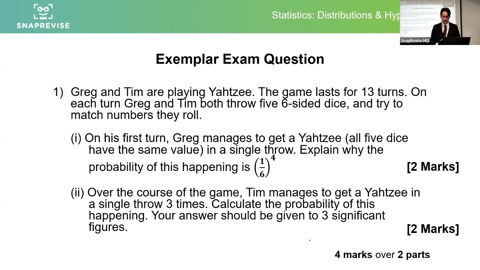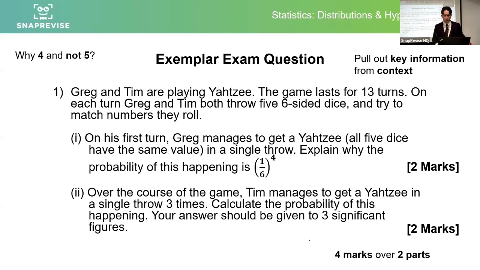Calculate the probability of this happening. Your answer should be given to 3 significant figures. Now, a few things to consider. The key information in the context. We've got to think about why this is 4 and not 5. So that might be quite key to think about.